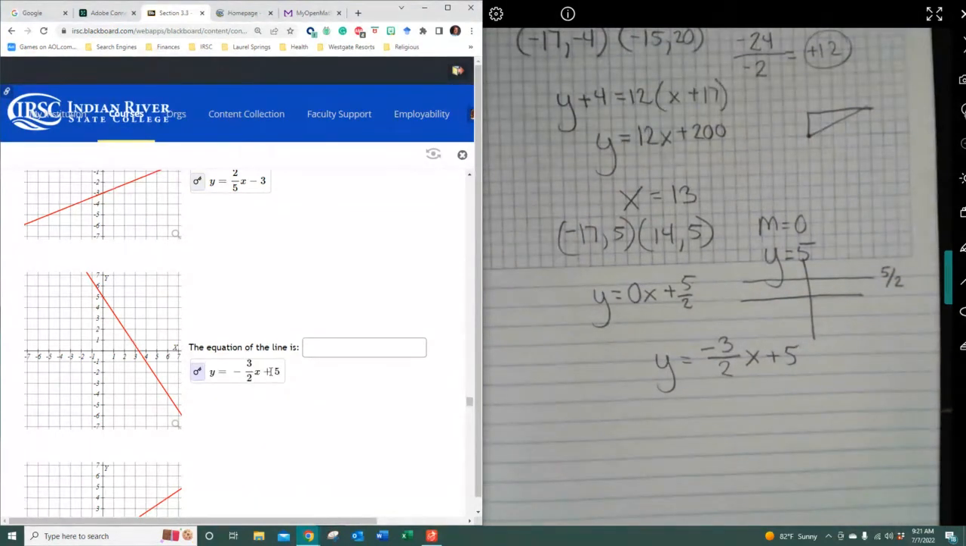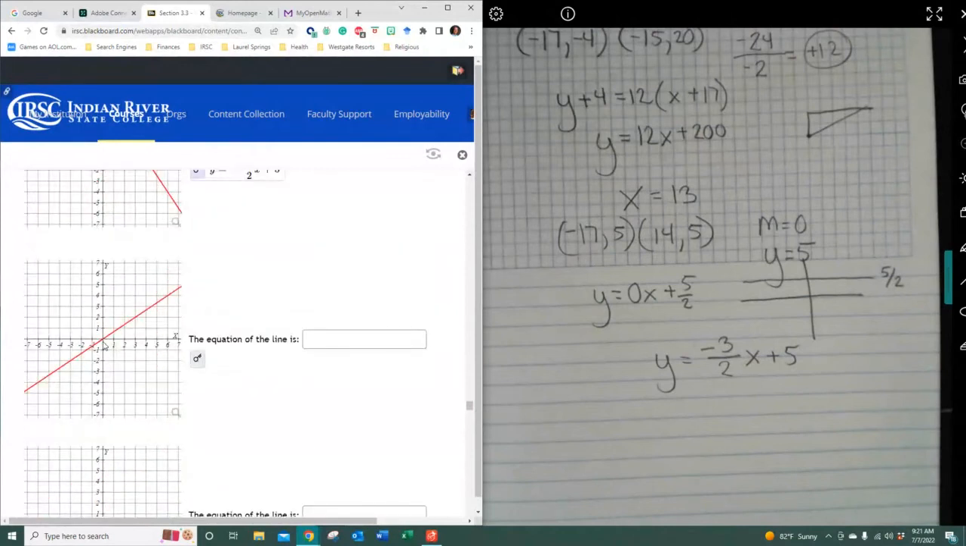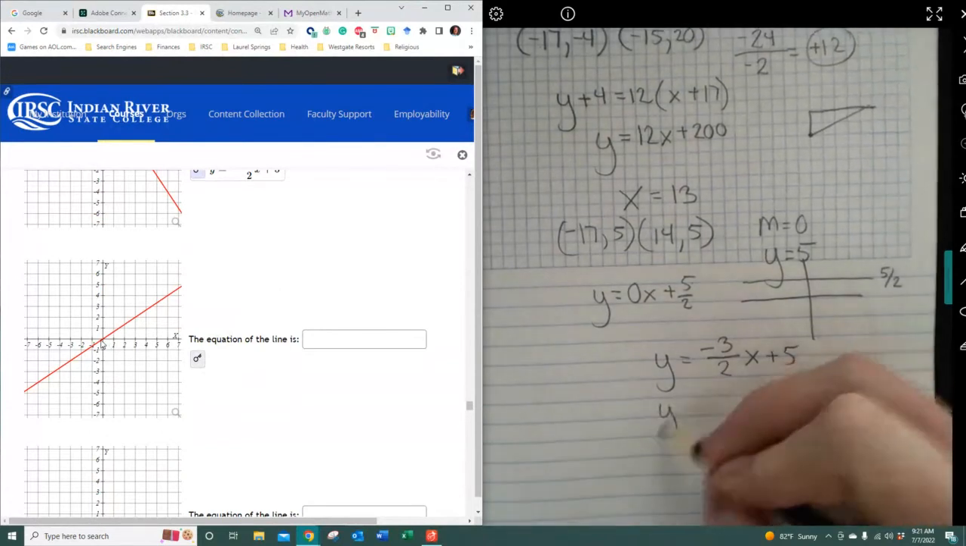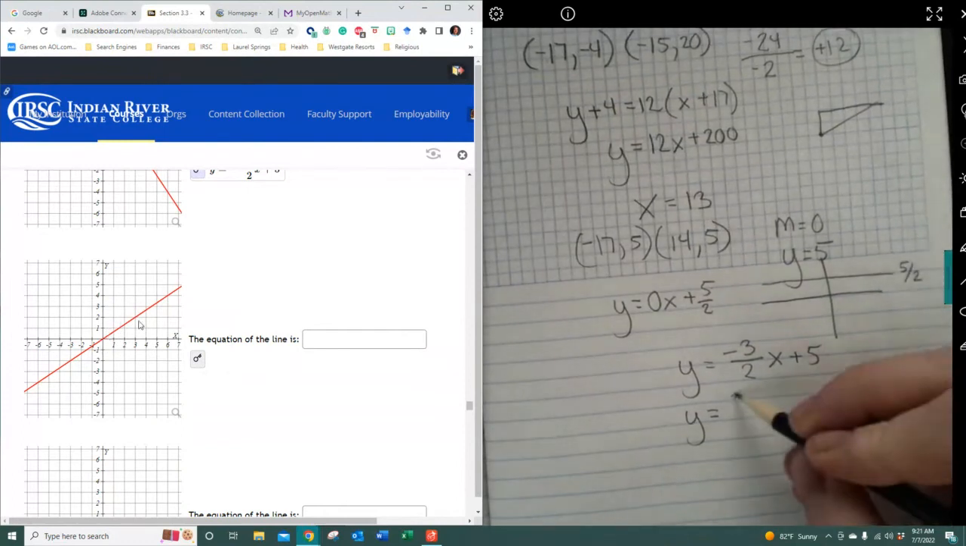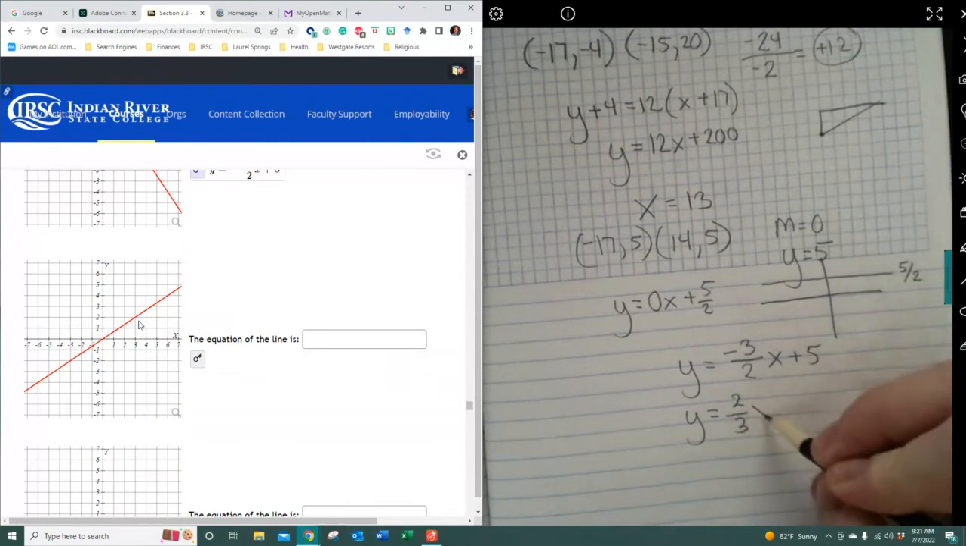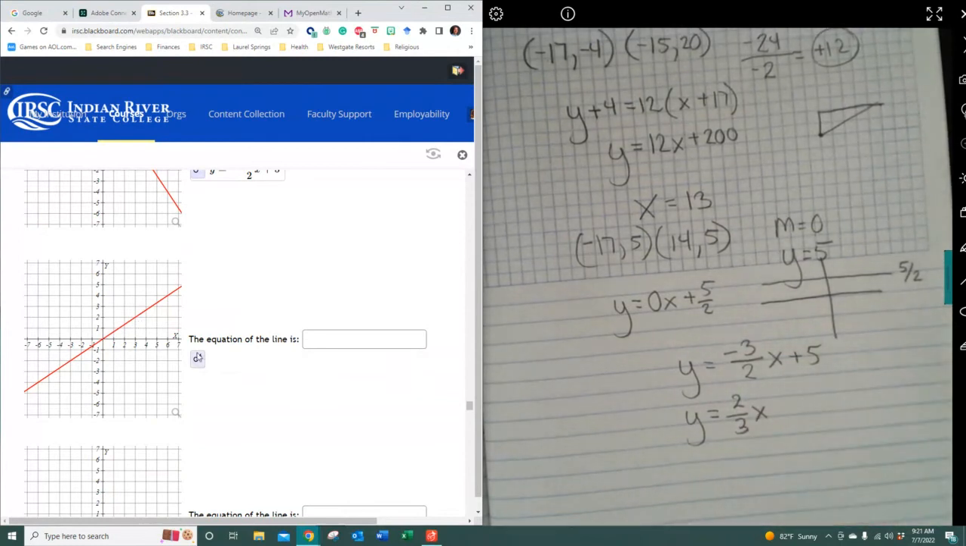Okay. So then this one is going through 0. All right. So that's my y-intercept. All I got to do is say y equals whatever the slope is. So there's a cross-sectional. So it's going up 2 over 3. Up 2 over 3. And I'm going to get x. And that's my answer.